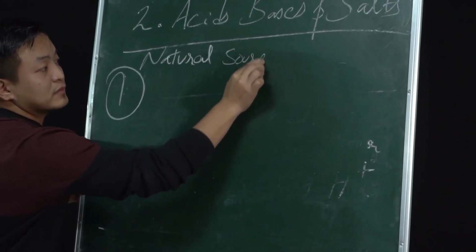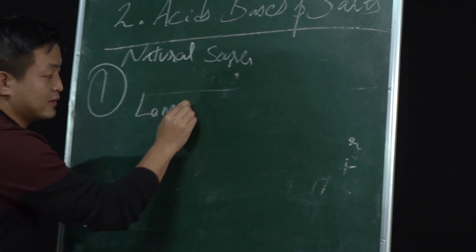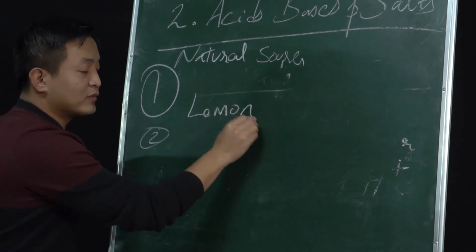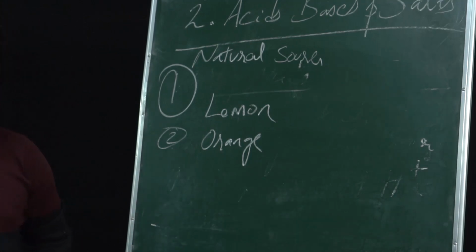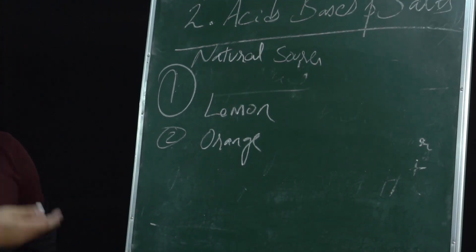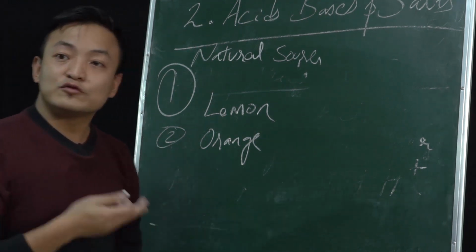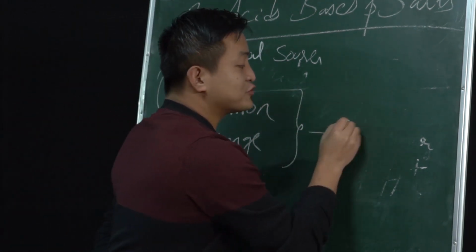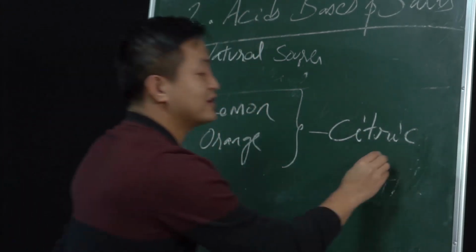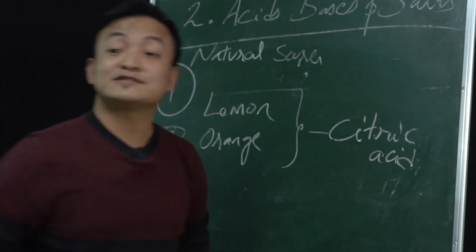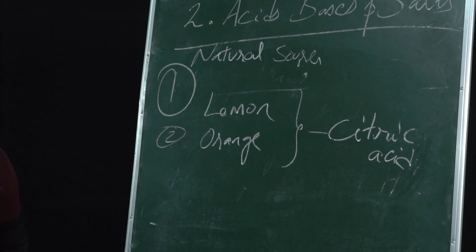Natural source. Okay, from lemon and from orange. Lemon and orange, they are sour in taste. If it's sour, that means they contain an acid. So from lemon and orange, we get an acid, and those acids are called citric acid. Keep this in mind, students, citric acid. The acids which we get from lemon and orange are known as citric acid.